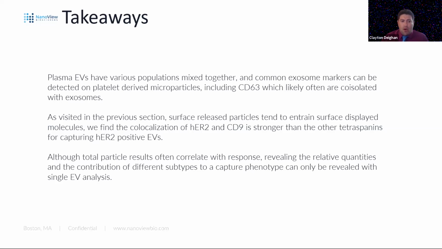And although the total particle results often correlate with the response, in the sense that we could sense there was more material in plasma 2 versus plasma 1, revealing the relative quantities and contributions of the different subtypes to capture what those phenotypes are can only really be revealed when you can probe the EVs at the single EV level for what their biomarker status is. And what we found was plasma 2 had many platelet-derived microparticles in it that actually contribute signal to the other normal tetraspanin capture spots without revealing that they're platelet-derived if you don't check for CD41a.